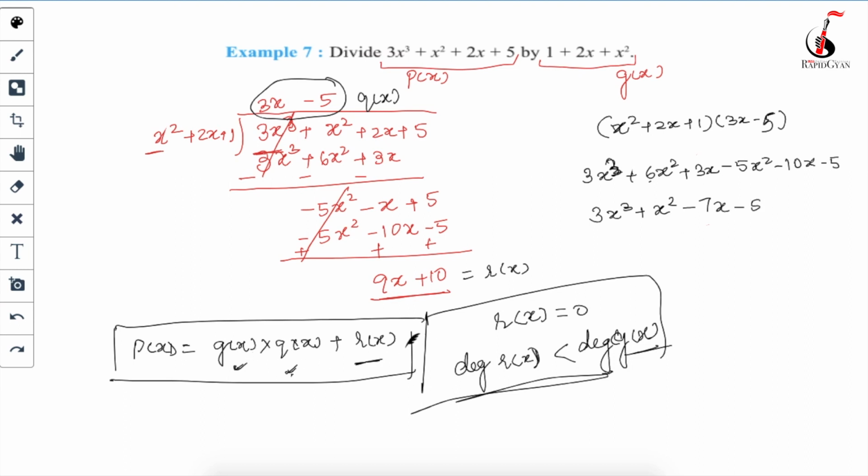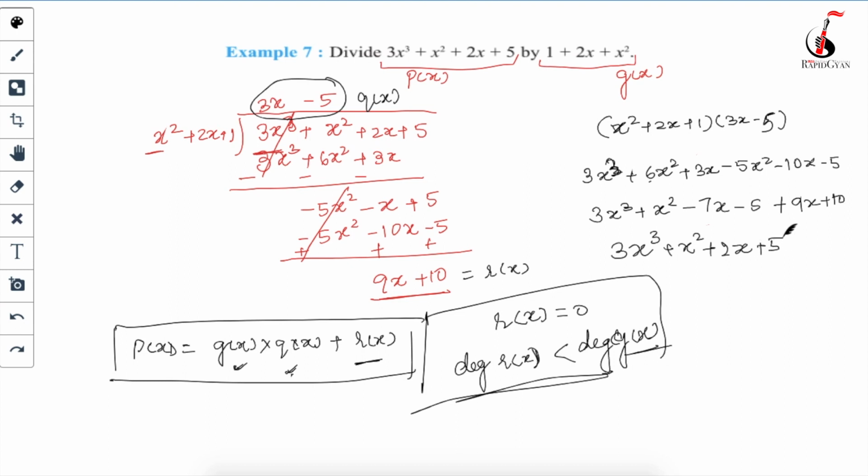Now you will have to add r(x). What is your r(x)? 9x plus 10. Add this 9x plus 10. What will you get? So see here, 3x cube plus x square, minus 7x plus 9x will be 2x, and minus 5 plus 10 will be plus 5.